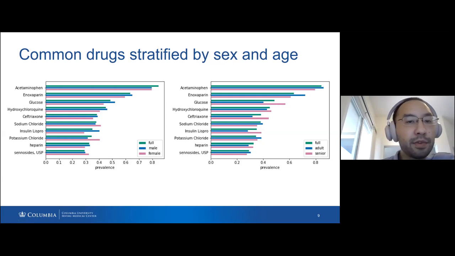The drug exposure rates were fairly similar across males and females, with slightly higher rates in males for glucose, hydroxychloroquine, ceftriaxone, and insulin, and females had slightly higher rates of potassium chloride. Comparing the adults versus senior populations, the adults had higher exposure rates of enoxaparin, whereas seniors had higher exposure rates of glucose, ceftriaxone, and insulin.